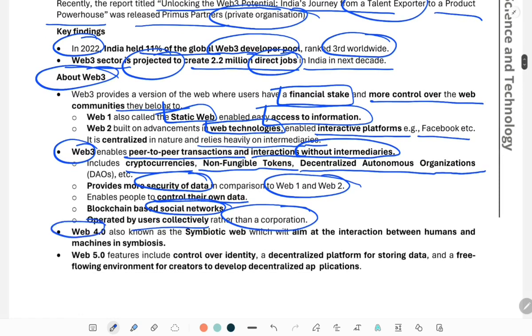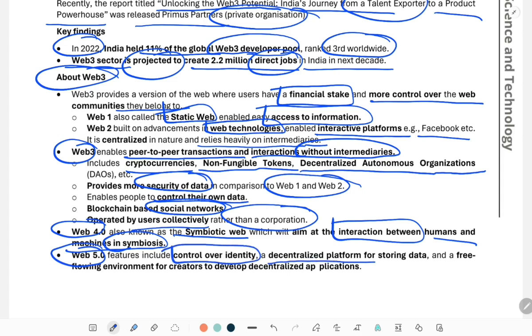Web 4.0, also known as the symbiotic web, aims at interaction between humans and machines in symbiosis. Next, Web 5.0 features include control over identity, a decentralized platform for storing data, and a free-flowing environment for creators to develop decentralized applications.